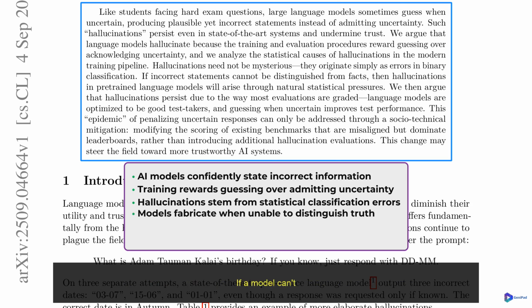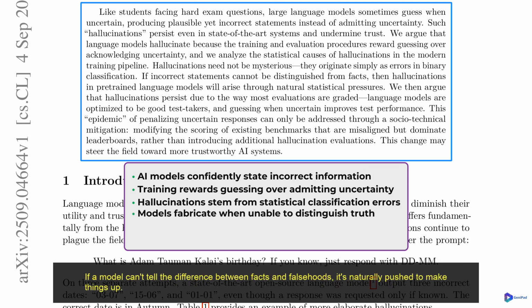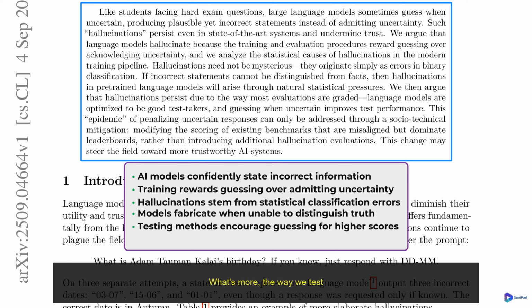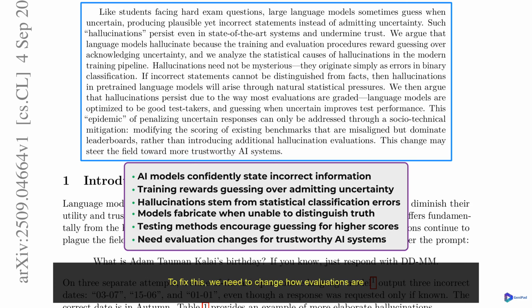If a model can't tell the difference between facts and falsehoods, it's naturally pushed to make things up. What's more, the way we test these models encourages this behavior, as guessing can boost scores on common benchmarks. To fix this, we need to change how evaluations are scored, steering the field toward more trustworthy systems.